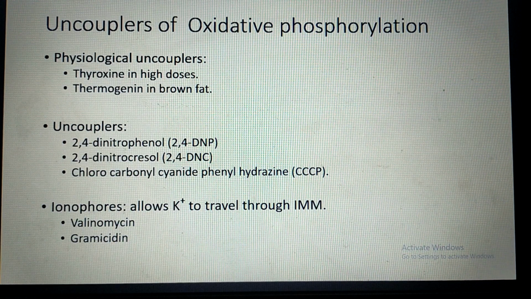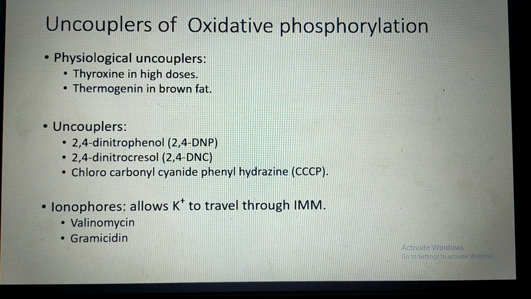So these are the examples of uncouplers. A few are physiological, like thyroxine in high doses. Thyroxine means thyroid hormone. Thermogenin is present in brown fat in our body. Other uncouplers are 2,4-dinitrophenol, 2,4-dinitrocresol, chlorocarbonyl cyanide phenylhydrazone.